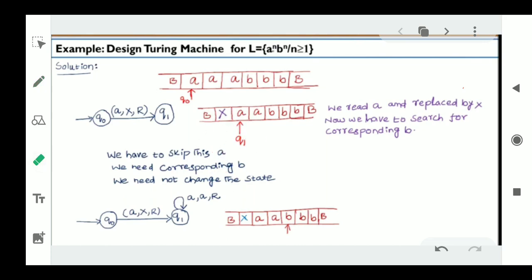And after that, if you find any number of A's, we will simply skip. See, here we have got A, we simply skip. After that, we have got A, we will simply skip until we find the corresponding B. See, here we found the corresponding B. We found one B here, small b. Now what will we do?